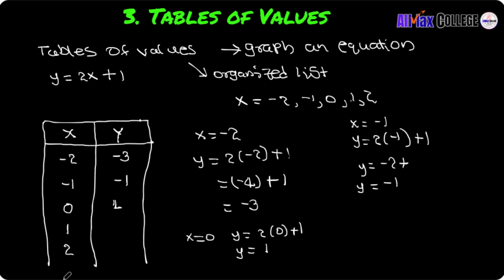When x equals 2, y equals 2x plus 1, 2 times 2 plus 1. 2 times 2 is 4, plus 1, the value is 5. So I forgot the one for x equals 1. Okay, let's do that. When x equals 2, it is 5.